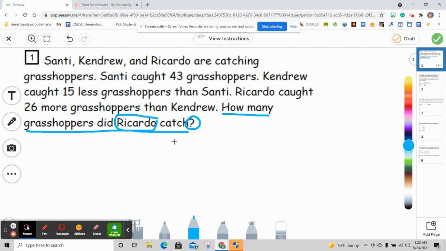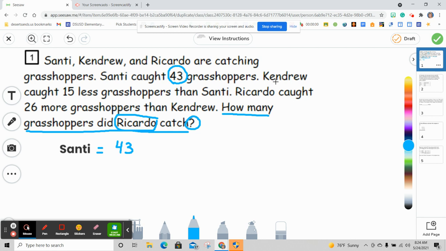So we're going to look at each piece of information from the story and take some notes. This is important, to take some notes. Okay, so first let's look at our first person. Santi caught 43 grasshoppers. So I'm going to put Santi here. Now, what did Santi do? He caught 43 grasshoppers. So I'm going to put equals 43, because that's his number. It doesn't say anything else, just that.